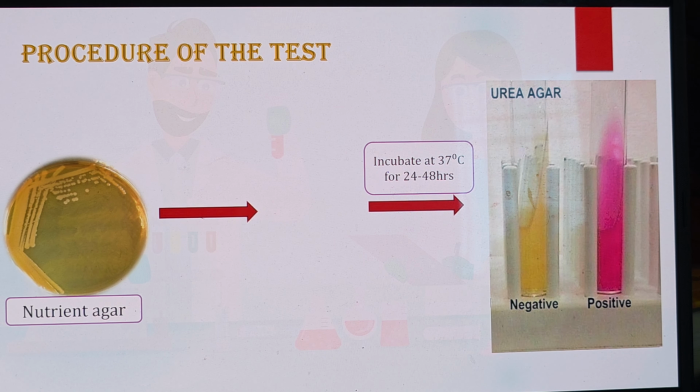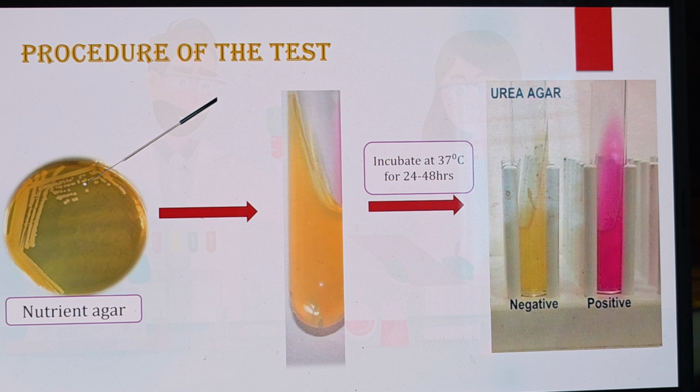Procedure of the test. First, the colony is taken from the nutrient agar plate, then it is inoculated in the Christensen's urea agar on the entire surface of the slope. Heavy inoculum is needed. Then incubate at 37 degrees centigrade for 24 to 48 hours, and after 48 hours observe the reaction of the test.